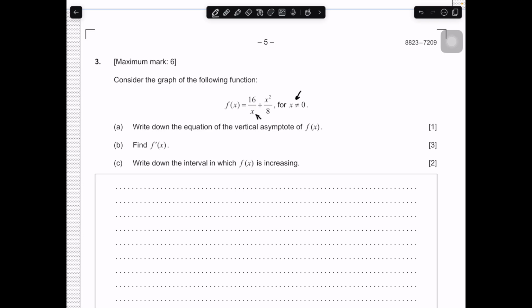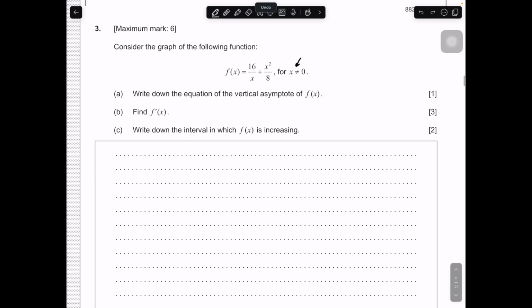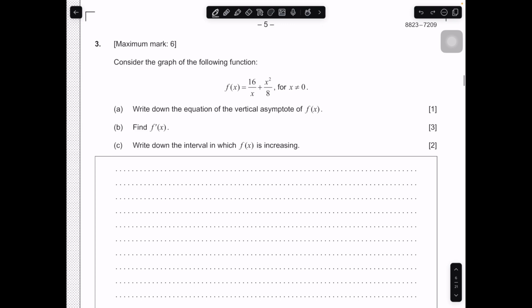If x is equal to 0, then we are dividing by 0, and the calculator explodes. You can't divide by 0. It's not a mathematically consistent sentence in some sense. It doesn't make sense to divide by 0. It's undefined. All right, part A says write down the equation of the vertical asymptote of f of x.